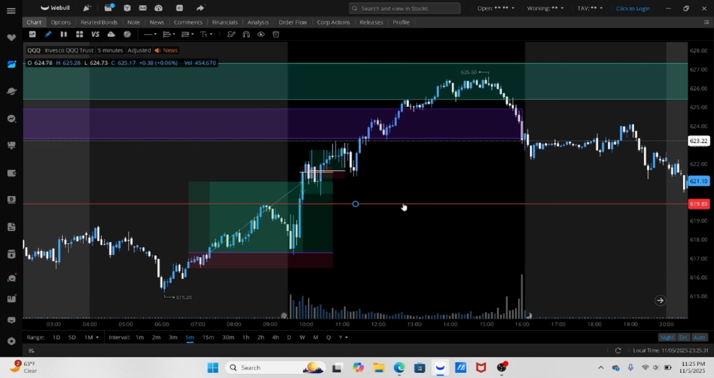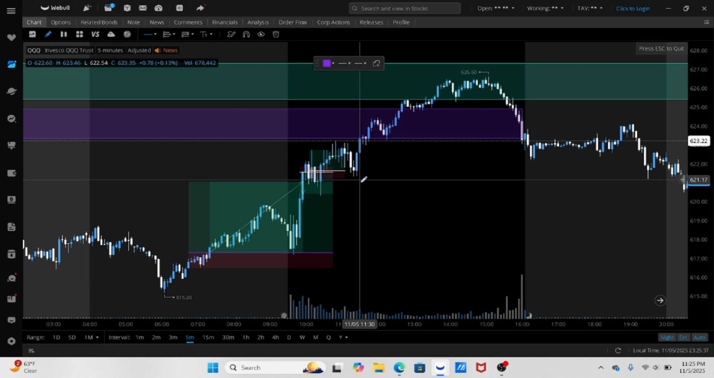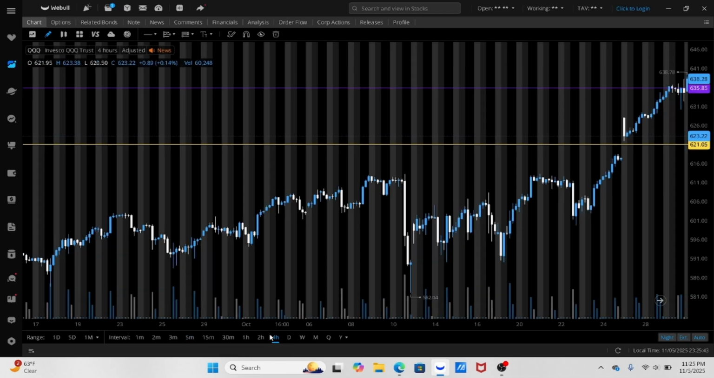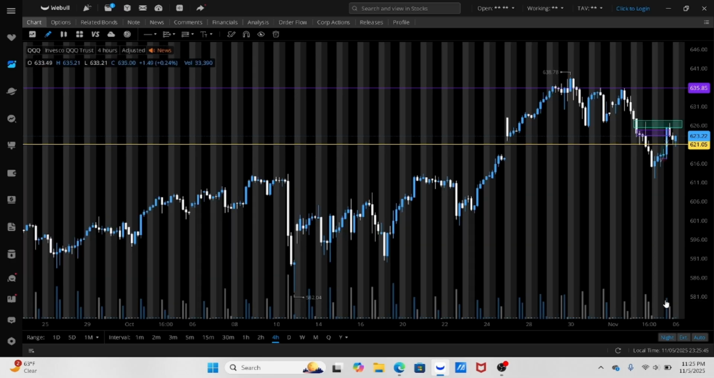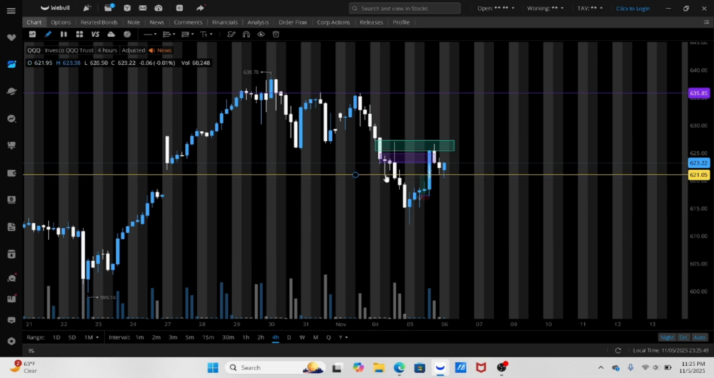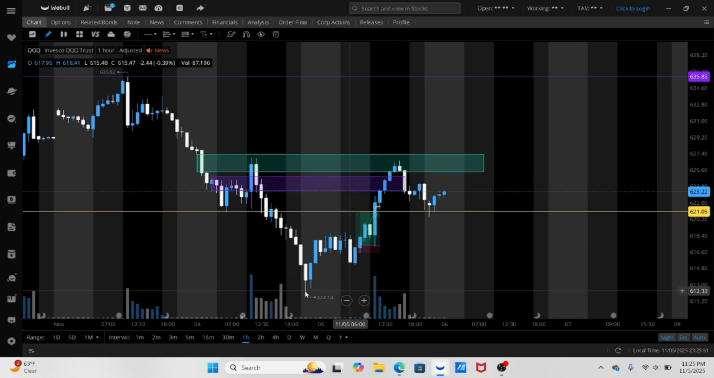Hold on, not that one. Right here. That's where we're riding price up to. See what it looks like on the 4-hour. Right up to that low. Right up to this order block.